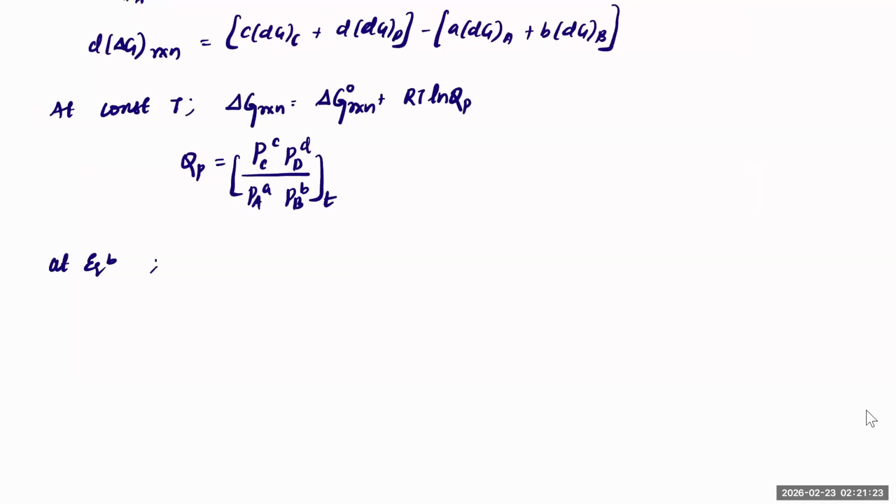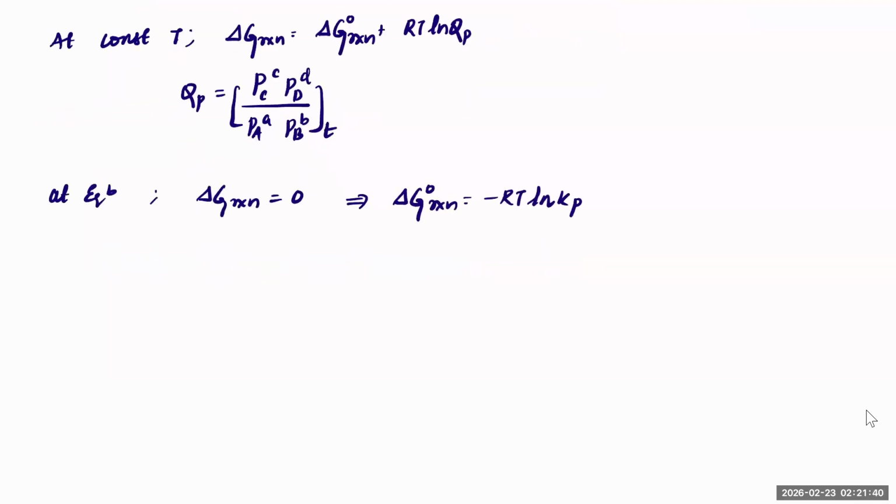Now, at equilibrium, what would happen? At equilibrium, we just learned in the first thing today that delta G of the reaction will always be zero. Hence, delta G naught of the reaction will be equal to minus RT ln KP, because you know that QP will become KP whenever it is at equilibrium. Got it?